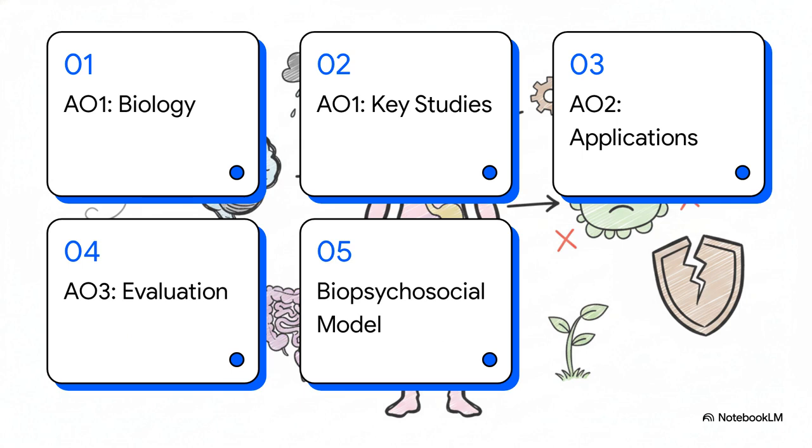1. AO1 Biological Mechanisms. 2. AO1 Key Studies. 3. AO2 Real-World Applications. 4. AO3 Evaluating the Evidence. And 5. The Biopsychosocial Synthesis. Let's get right to it.